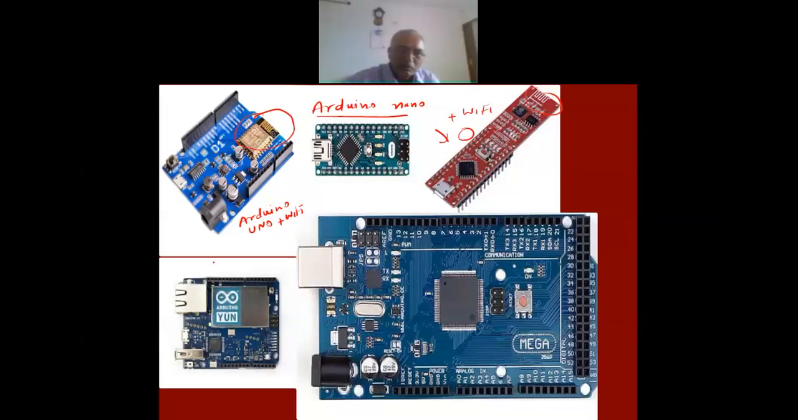Then this is a Uno board. So again, a different version of Arduino. And this is the Arduino Mega board. So these are the hardwares that people normally use for IoT applications.